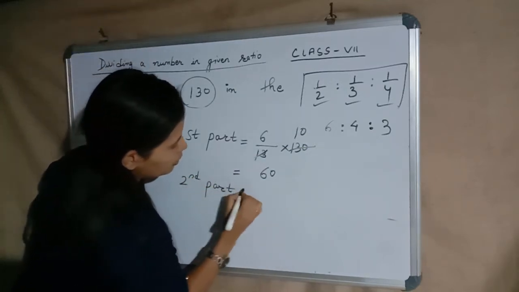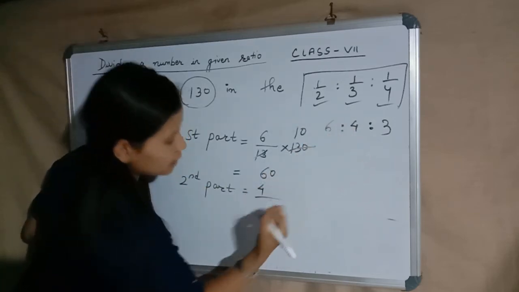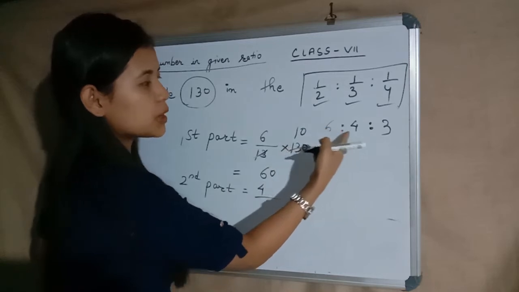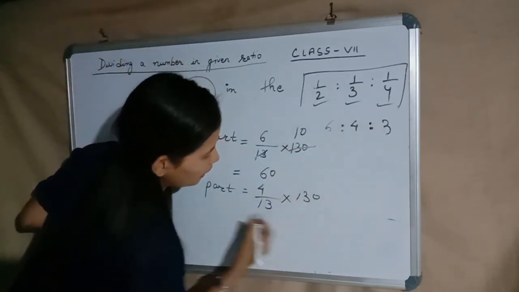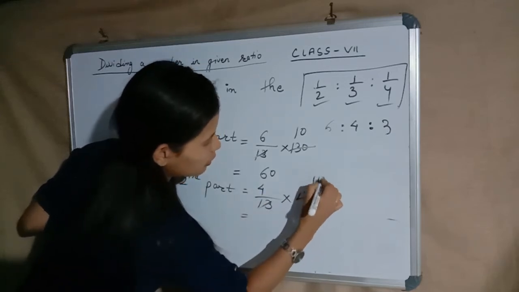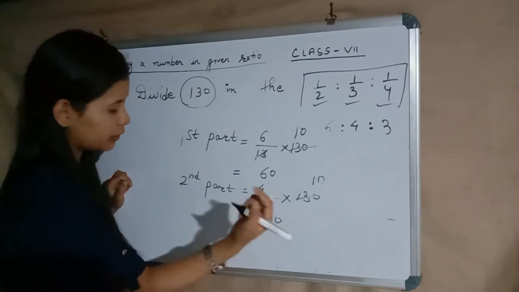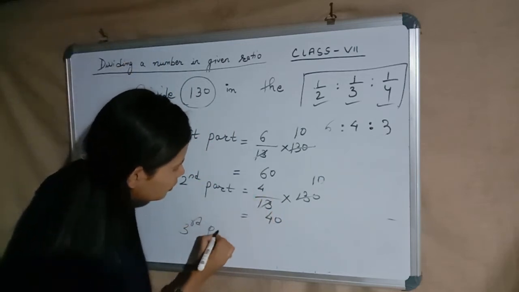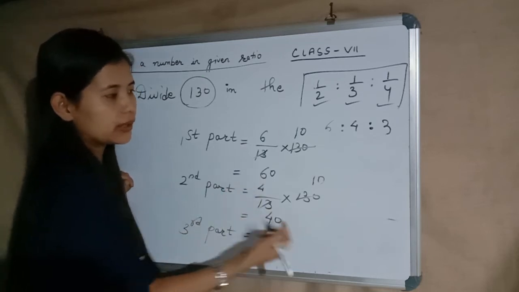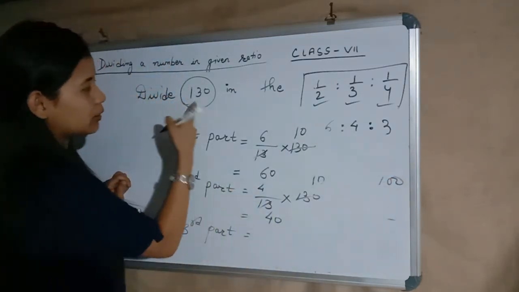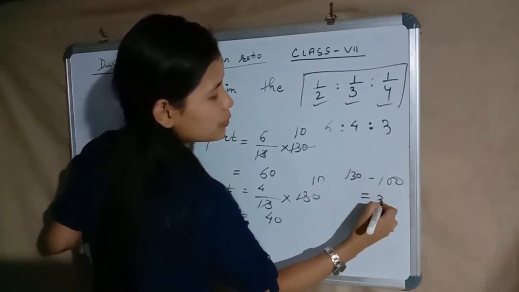The second part will be equal to the second term of the given ratio, that is 4, divided by the sum of the ratio. 6 plus 4, 10. 10 plus 3, 13. Into 130. That is equal to 4 tens are 40. So this is the second part. And the third part, you can find out by adding these two, that is 60 plus 40, that is 100, and you can subtract this 100 from 130, that will be equal to 30.